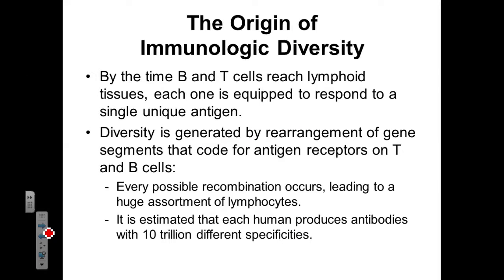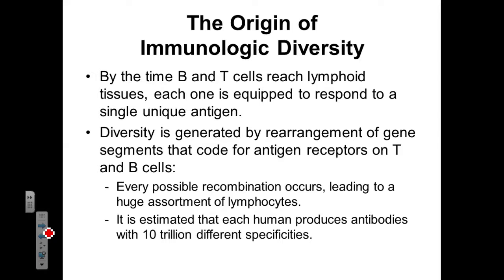How do we get so much diversity in our immune system? How is our immune system able to respond to so many different potential pathogens? If we look at our B and T cells, by the time they reach our lymphatic tissues, each one needs to be equipped to respond to a single unique antigen. This diversity in our T and B cells is generated by random shuffling and rearrangement of gene segments that code for the antigen receptors on both our T and B cells.